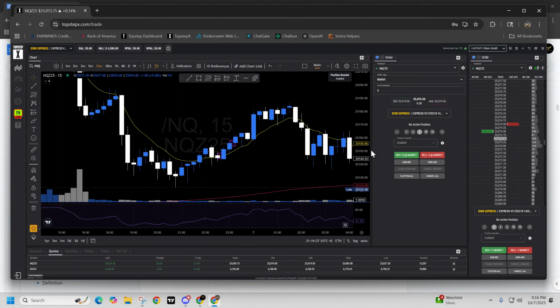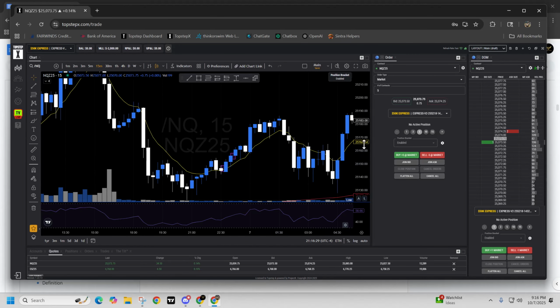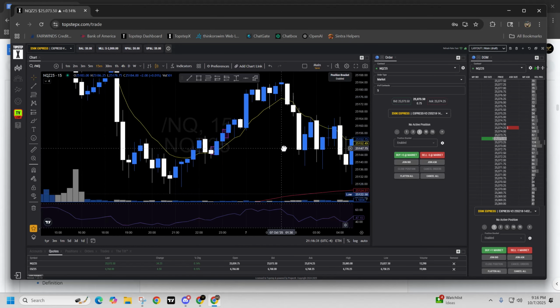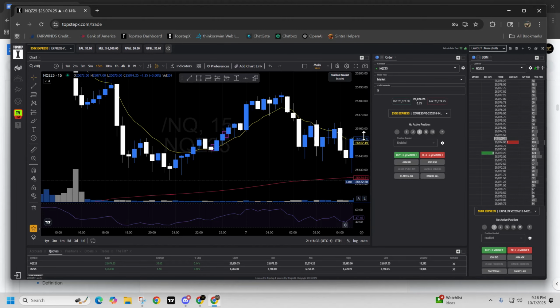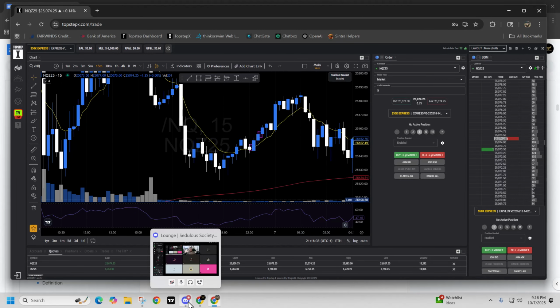So I'm going to jump right over here to the strategy I called yesterday that actually passed my funded account last night. I passed both of my accounts last night with it. This is on a 15-minute chart.